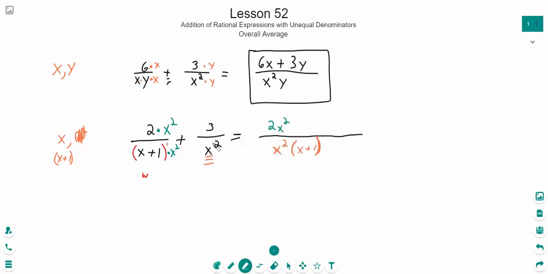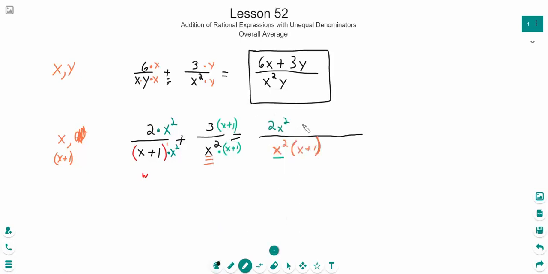All right? And then we have over here this x squared. What do we multiply him by to get to this common denominator? Well, also pretty clear. Here's our x squared. We had to multiply it by the parentheses. We had to multiply it by an x plus 1. So then we need to multiply this 3 by an x plus 1. All right?